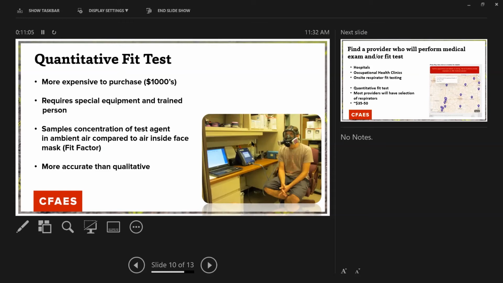Basically, you have a probe that goes inside the face of your respirator, and it measures the concentration of a test solution from the ambient air versus the air inside your mask. So this is going to be much more accurate than the qualitative.